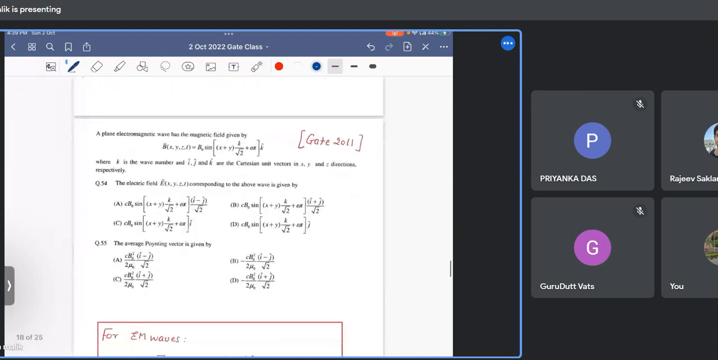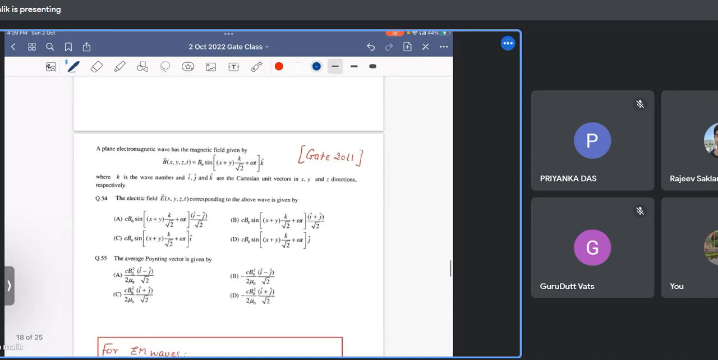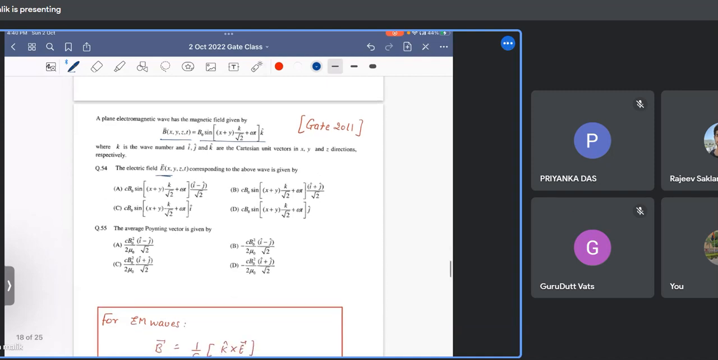Okay. So this is the question coming in GATE 2011. There is a small concept also involved in this question. A plane electromagnetic wave has a magnetic field which is given by this expression. So basically this time you have to calculate what your propagation vector is. It is not simple here. So you have to find what the electric field E is.